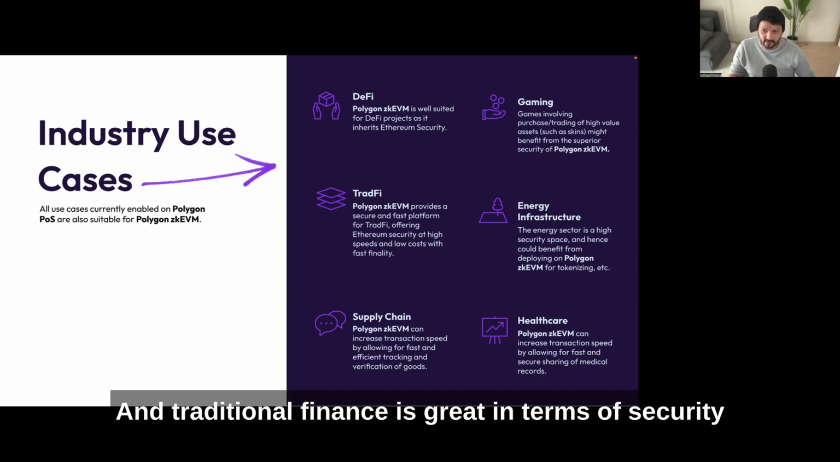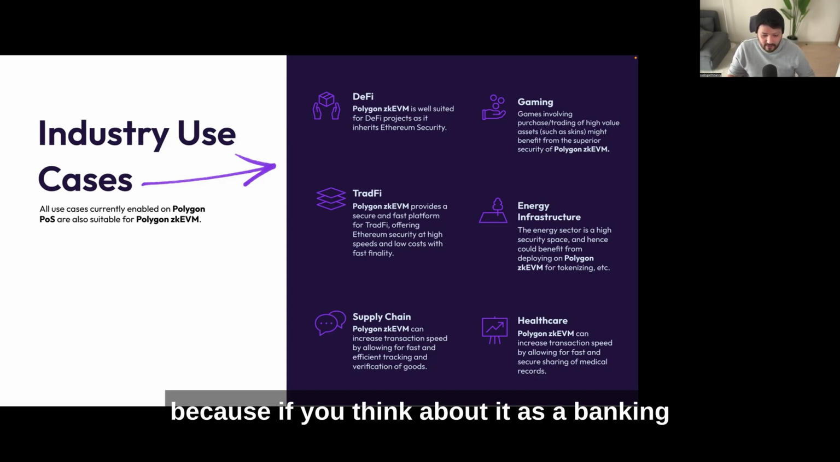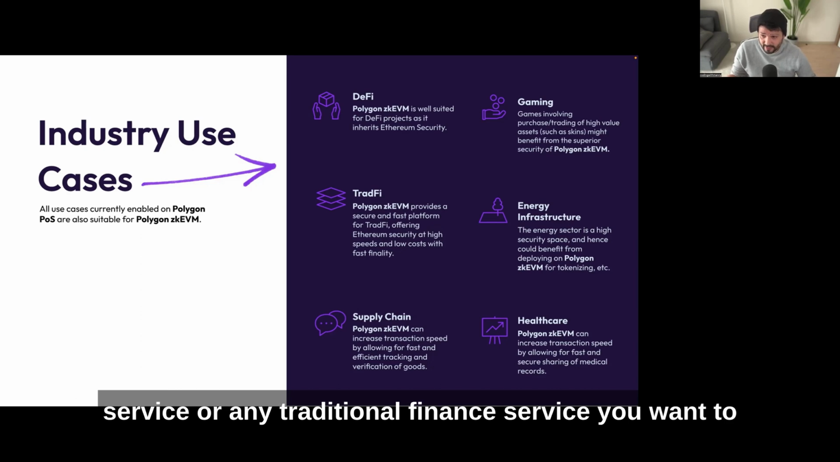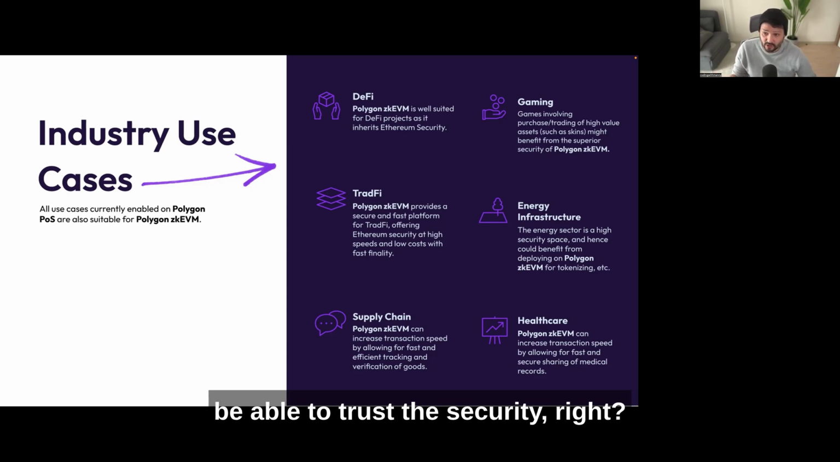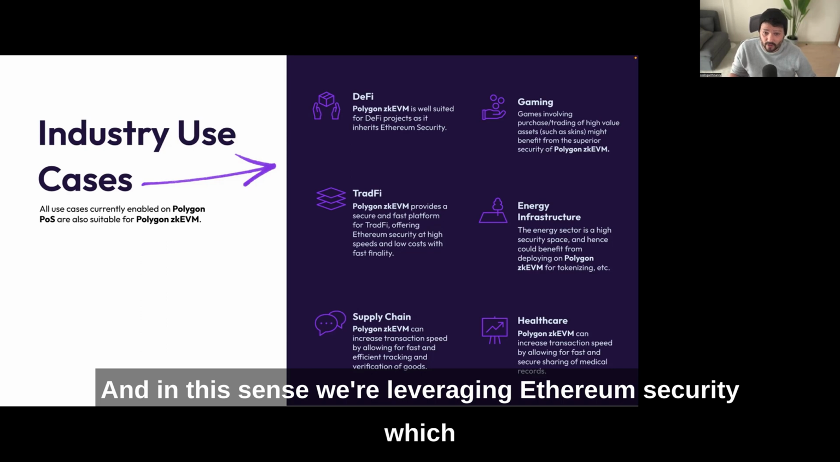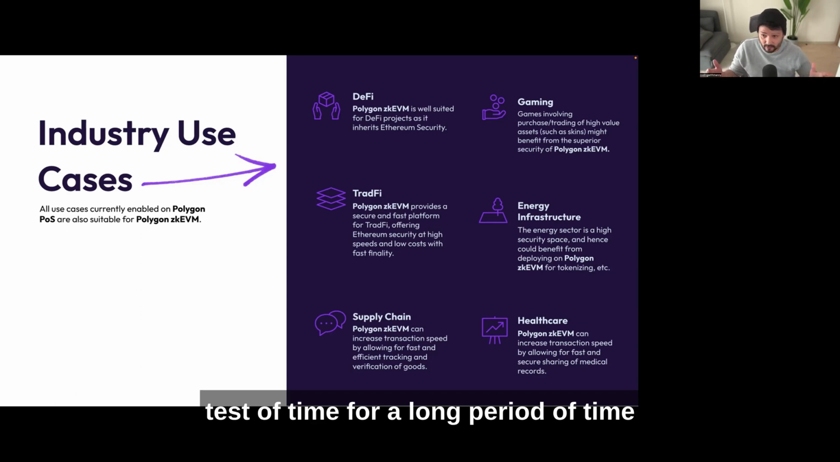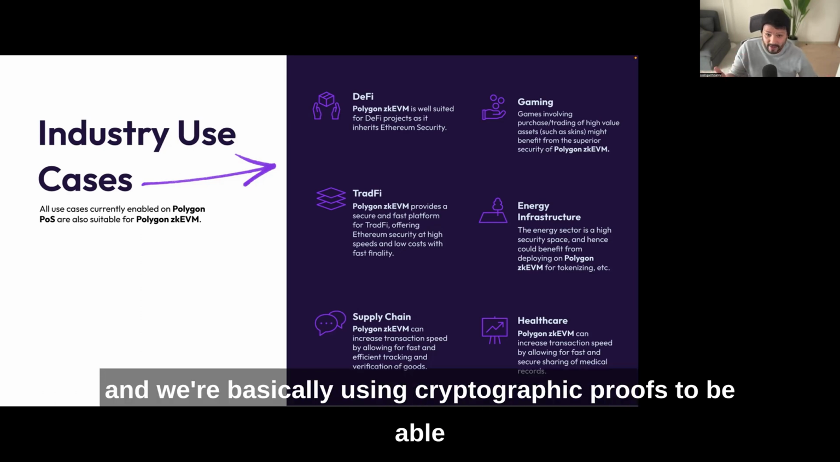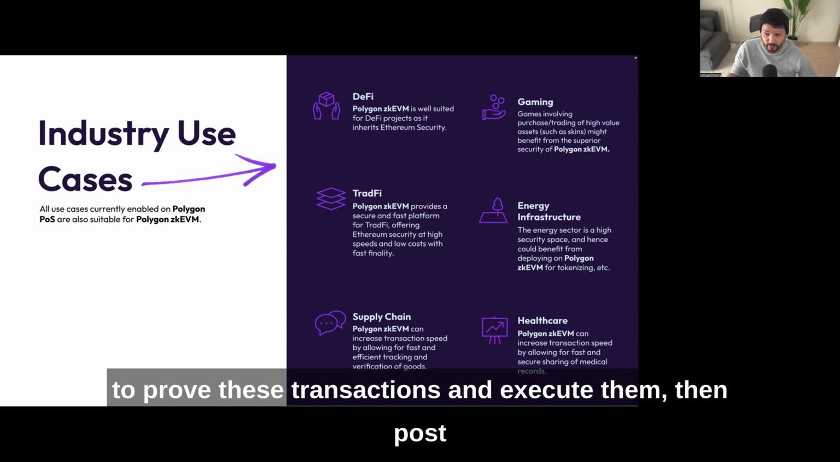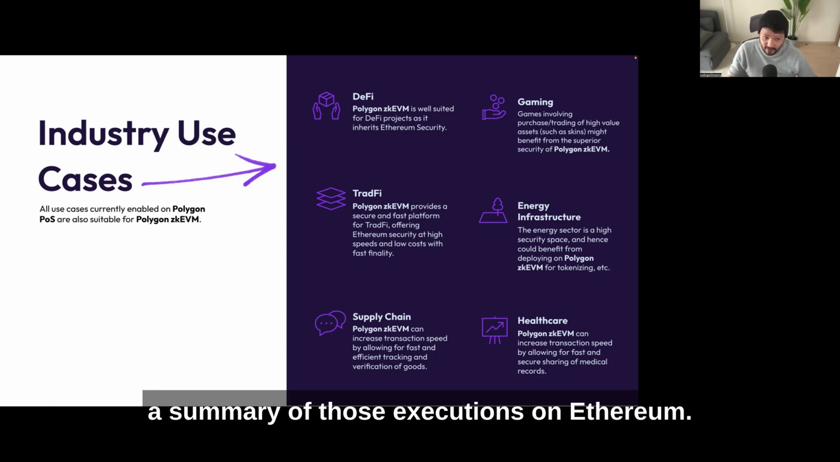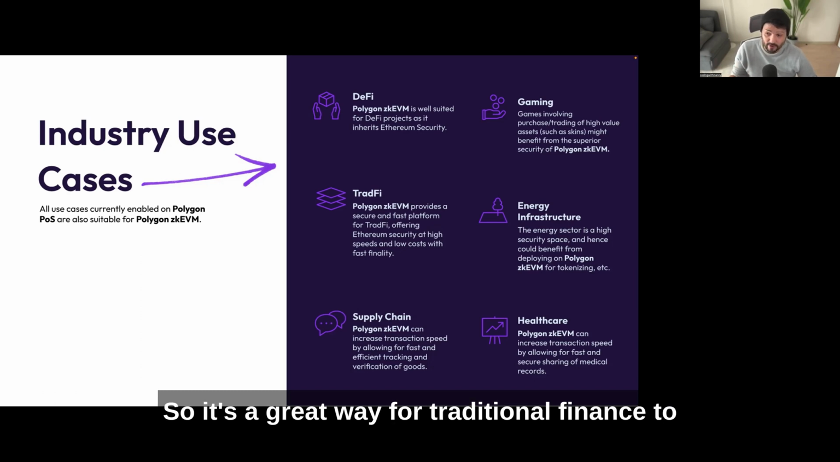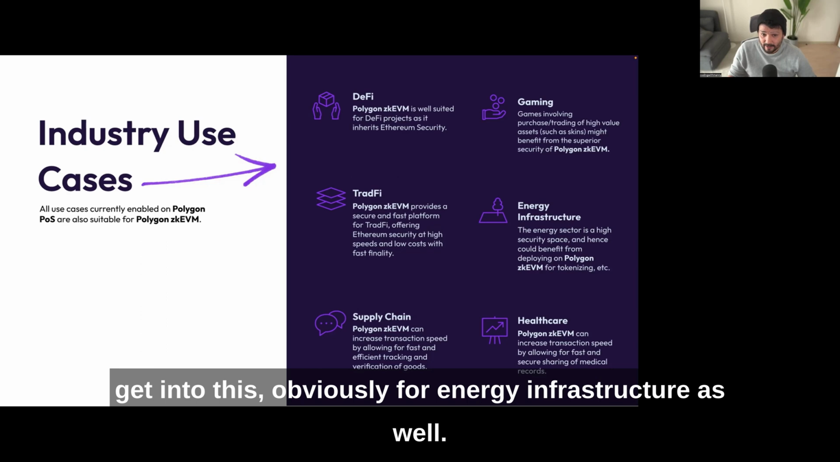Traditional finance is great in terms of security, because as a banking service or any traditional finance service, you want to be able to trust the security, right? In this sense, we're leveraging Ethereum security, which is definitely top notch and has been proven over a long period of time. We're basically using cryptographic proofs to prove these transactions and execute them, but post a summary of those executions on Ethereum. So it's a great way for traditional finance to get into this.